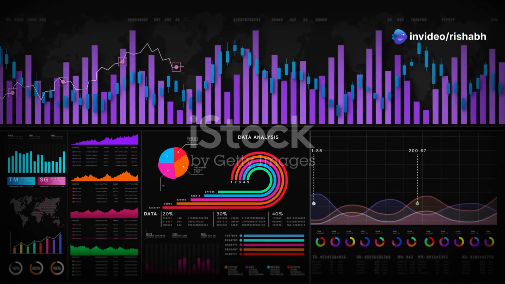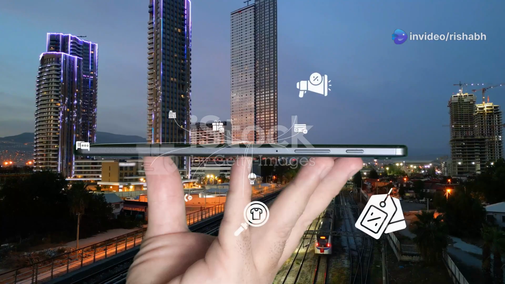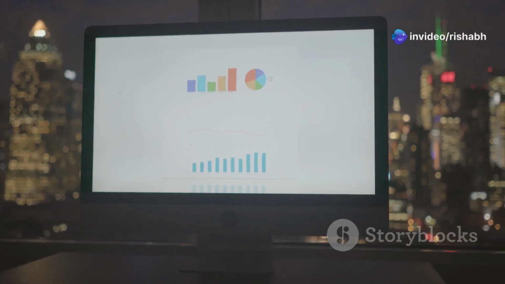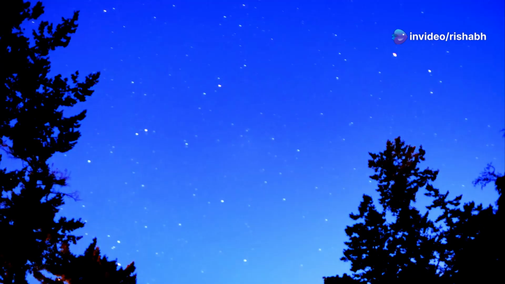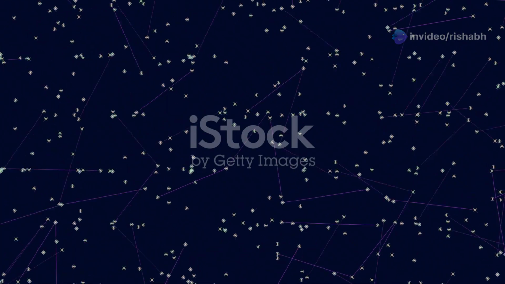The universe of understanding: why data visualization matters. We're living in a data-drenched world. Every click, every purchase, every sensor reading, it's all generating mountains of data. But here's the thing, data in its raw form is just a bunch of numbers, right? It's like looking at a star field with the naked eye, a sea of twinkling lights, impressive but ultimately meaningless.